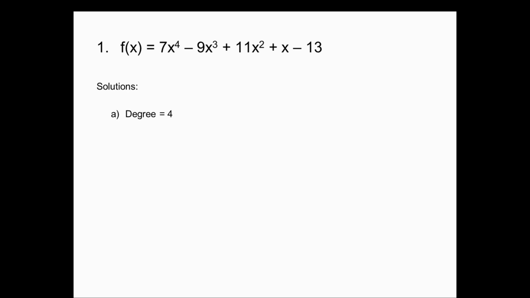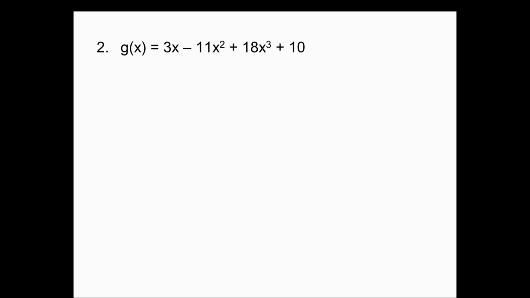The leading term is supposed to be the term that has the largest exponent on a variable. In this case, 7x to the fourth. The leading coefficient is supposed to be the coefficient of the leading term, 7. And the constant term is supposed to be the term that doesn't have the variable. Now don't lose the minus sign on the 13. So the constant term is minus 13. So it just comes down to knowing what the words mean.